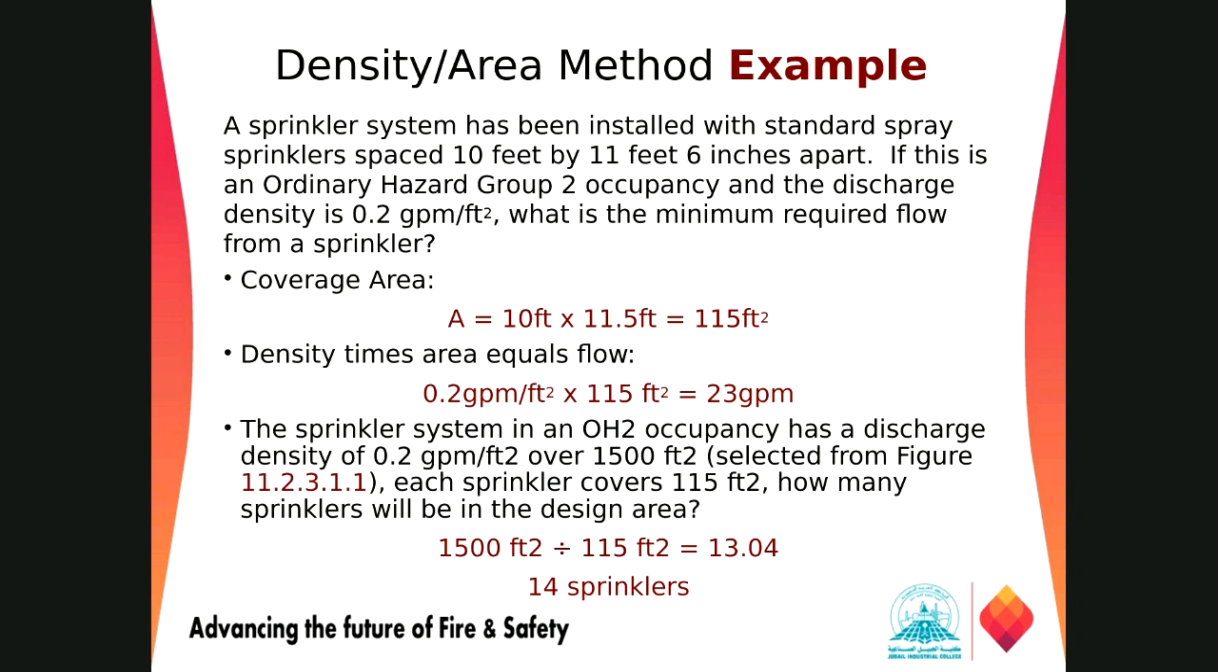Now we come to a design density area example, right? Let's say one sprinkler system has been installed with standard spray sprinklers, spaced 10 feet by 11 feet. So it is installed with 10 feet in between the sprinklers and 11 feet in between the branch lines, right? And it is an ordinary hazard 2 occupancy with a discharge density of 0.2 GPM per square feet. What is the minimum required flow from a sprinkler?